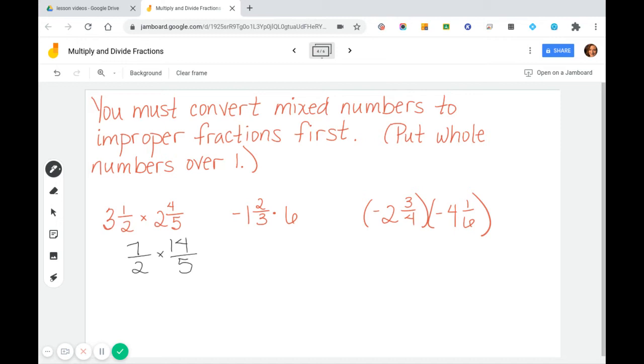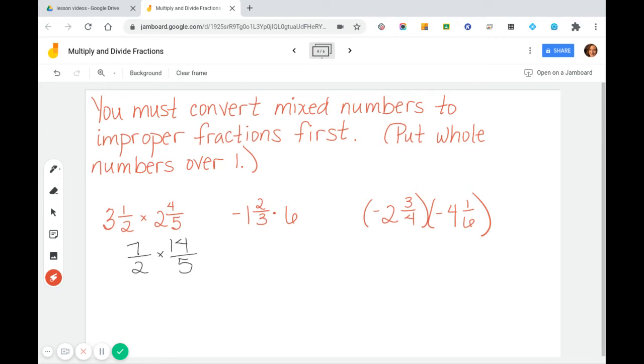You can multiply across and across and then see if it's able to be reduced, or you can cross reduce. Now, we talked about how you can reduce on diagonals. You cannot reduce side to side. I know it's so tempting to reduce the 7 and 14, but you cannot reduce side to side like that.